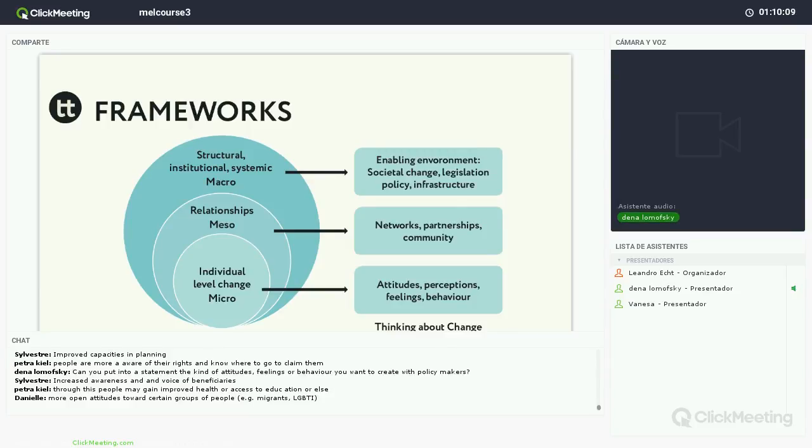Exactly. So at a very individual level, you're wanting people to maybe think differently about an issue or approach an issue in a different way, have better understanding of the subtleties or implications of the kinds of policies that they're making. Those are really great examples. Thanks, everybody. So you can develop a muscle for thinking about change, and this is a way to do it using this kind of framework. Thanks very much. I'm going to hand over to Vanessa.